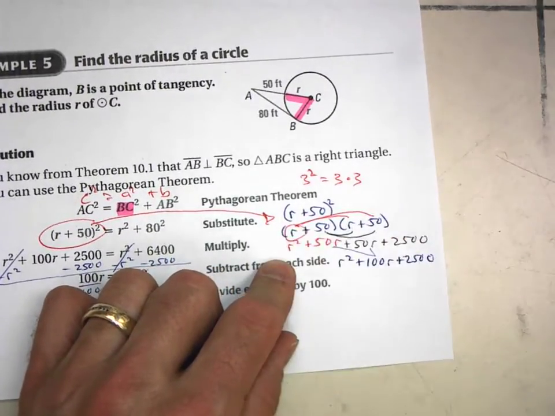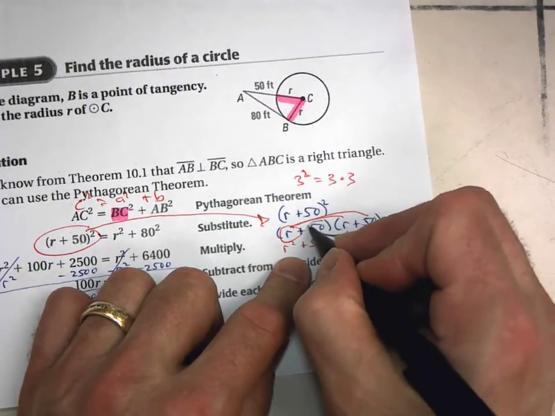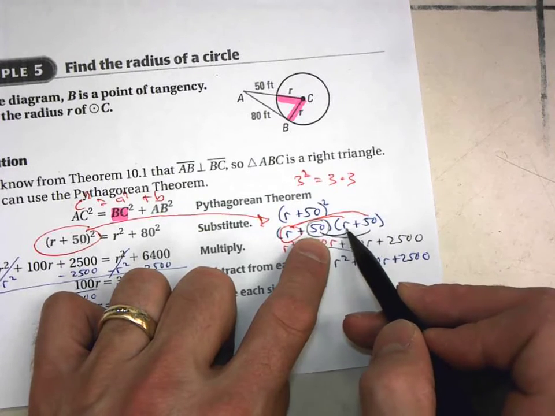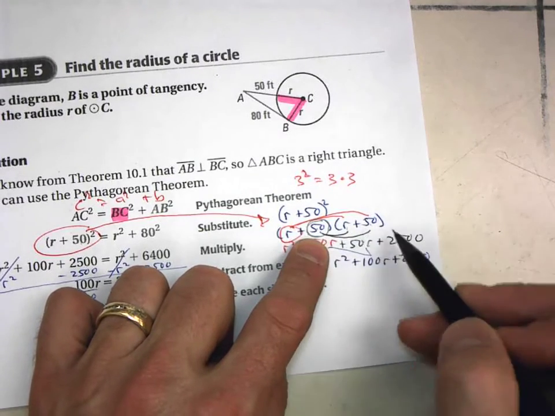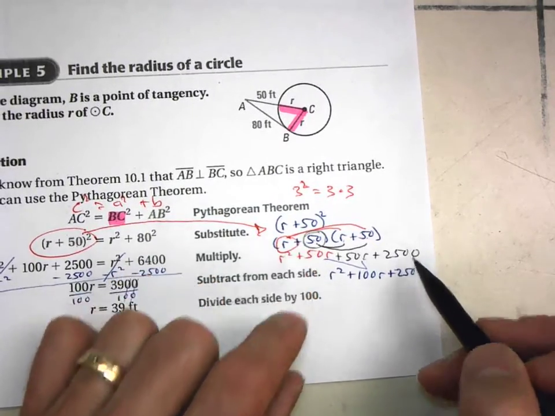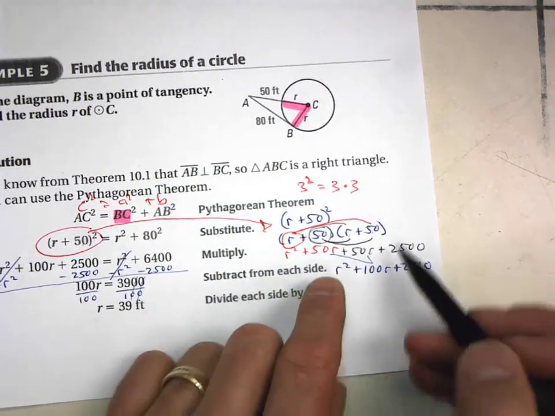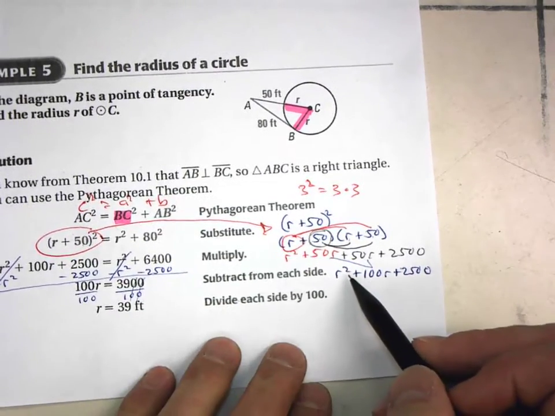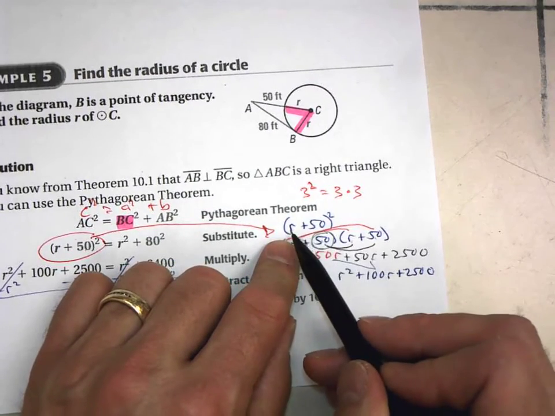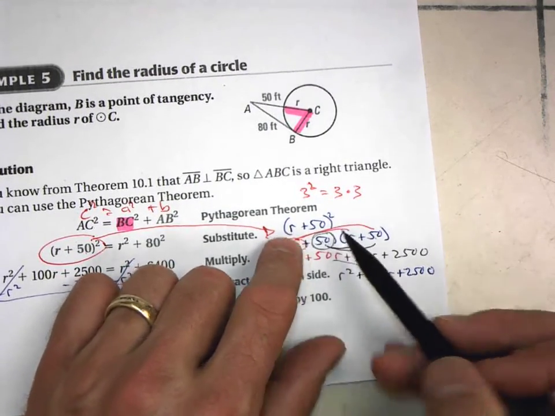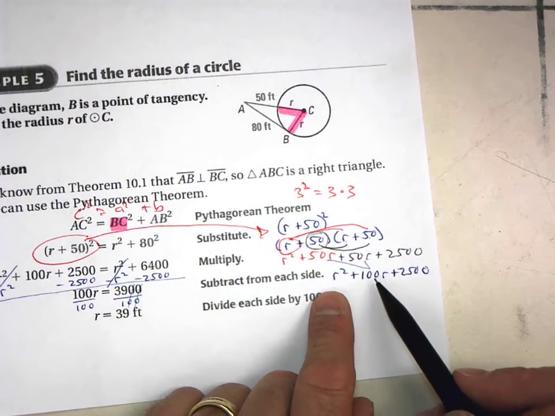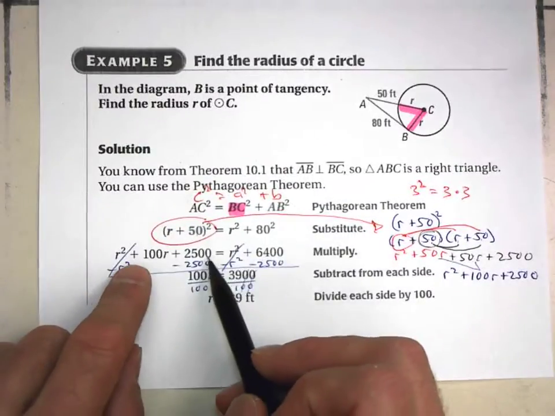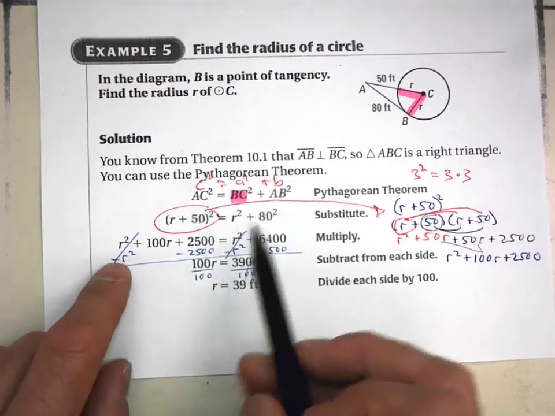And then let's distribute the 50 inside the parentheses. So 50 times r is 50r. 50 times 50 is 2,500. And so now I can add like terms. 50r plus 50r gives me 100r. So all that I've done here is reduce this r plus 50 squared down to r squared plus 100r plus 2,500. And that's what they have up here in this part of the equation.